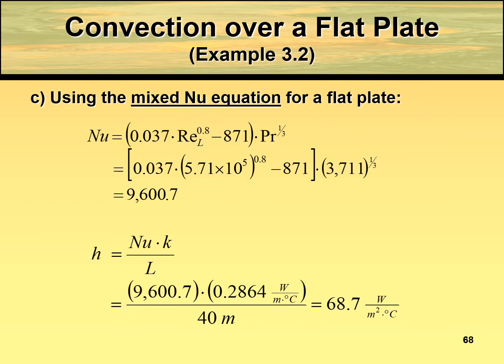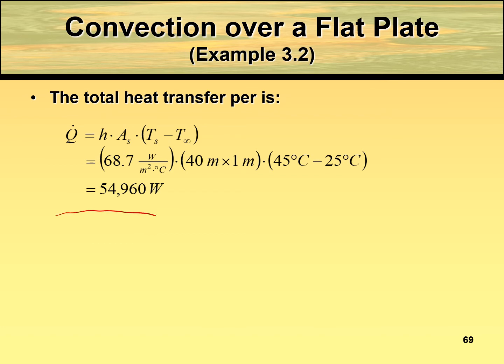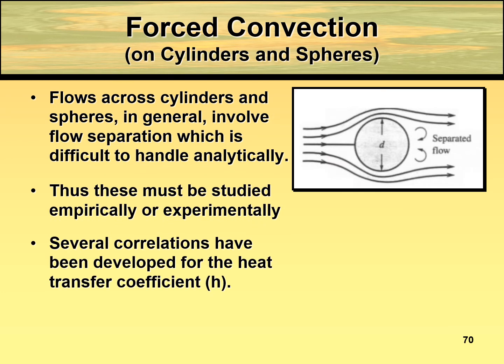Thus you can calculate the mixed Nusselt number for the flat plate, which gives you this value. Then using the Nusselt number, you can calculate the heat convection coefficient for the flat plate, which gives you 68.7. Then you can calculate the rate of convection heat transfer, which is 54.9, or about 55 kilowatts. Okay. Alright, so that is for the flat plate.